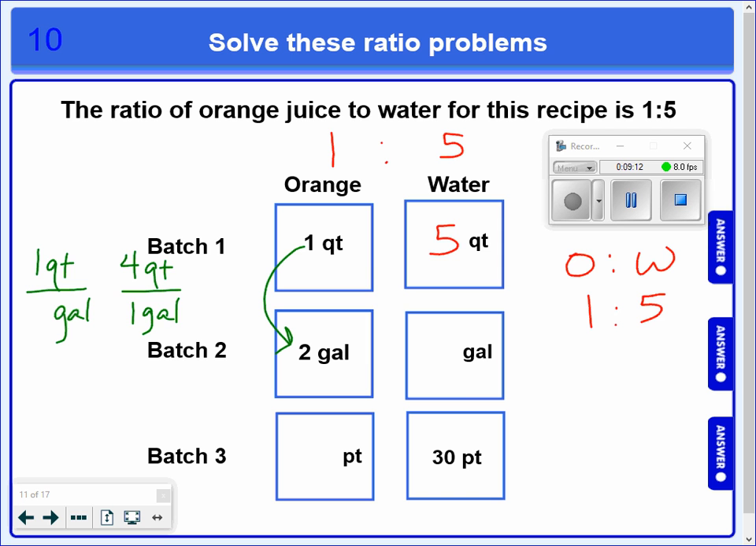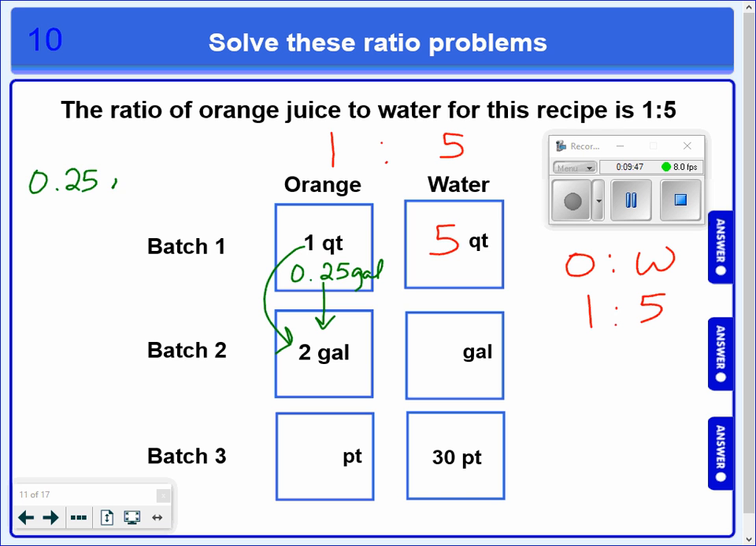Okay, so then if I go from what I know to what I don't know, then that would be dividing by 4. So 1 divided by 4 is 0.25 of a gallon. So the reason I did that was so that I could see that this is equivalent to 0.25 of a gallon. Now what I need to do is figure out how did we get from 0.25 to 2. So I'm going to erase this word right here.